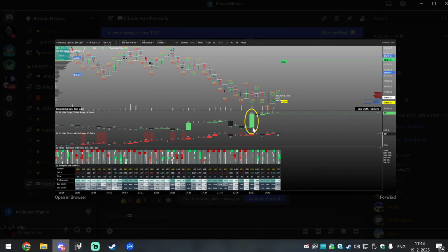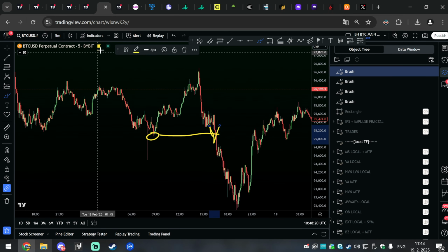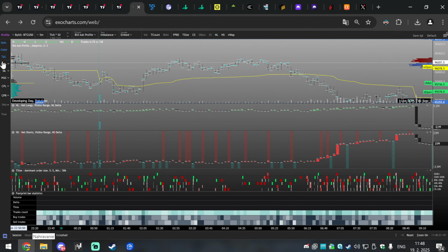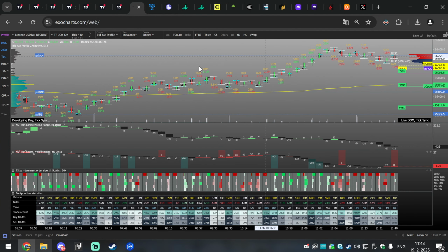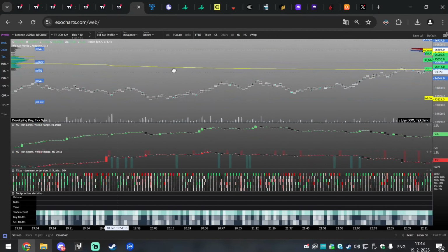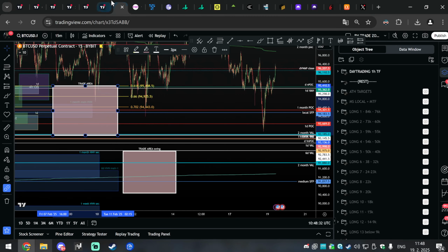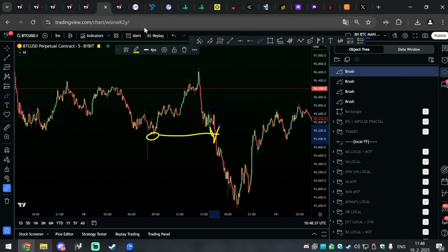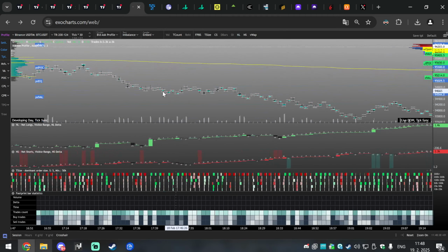Someone was longing here 500 Bitcoins on Binance. You need to watch this live, okay? But there were some heavy longs. I can actually go to the chart to show you. Okay, let's go here. What was the area? So the area was around 95,249. Yes, here.